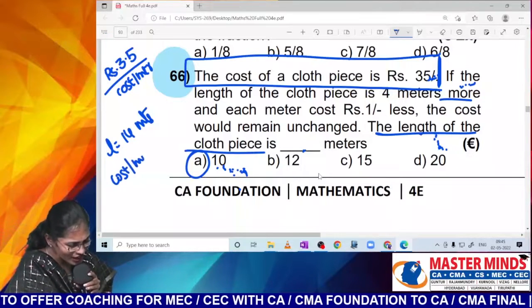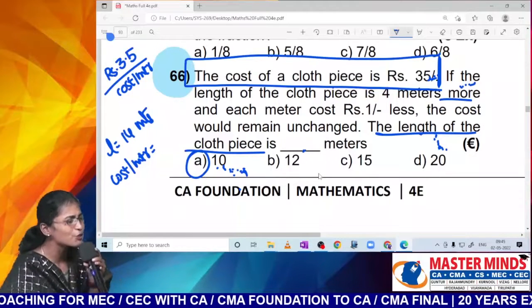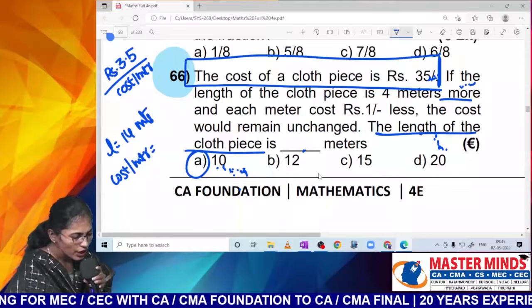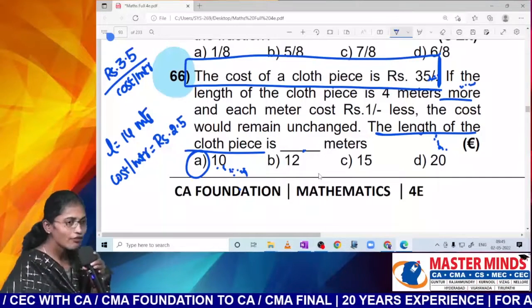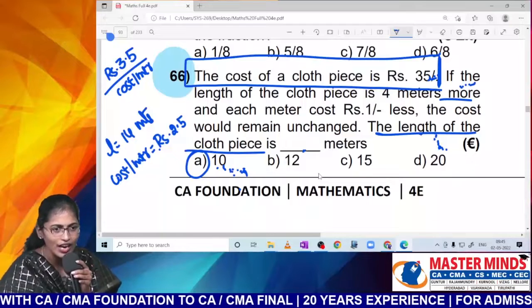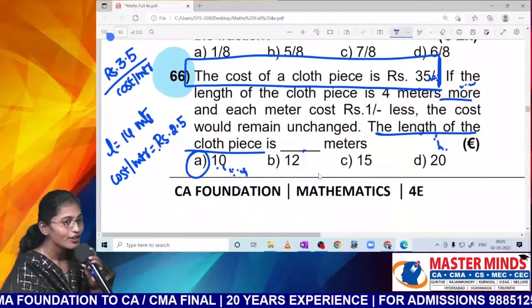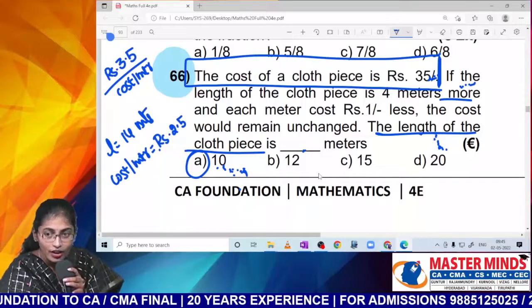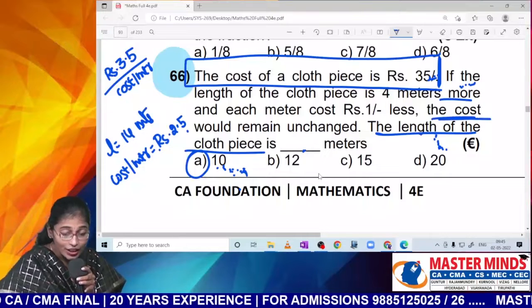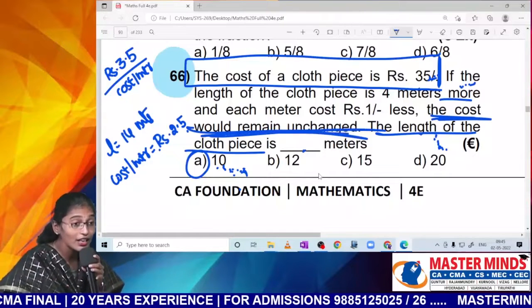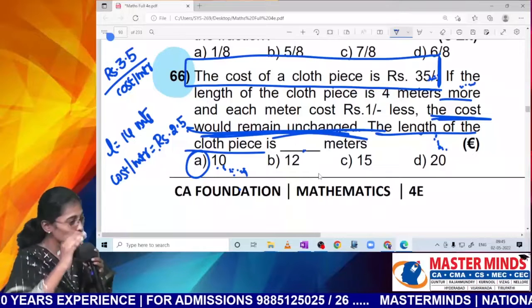Each meter costs? I just wanted to know the cost per meter. Tell me what is the cost per meter? 3.5 or 2.5? Now you have the length and the cost per meter, right? Tell me the total cost. Please calculate the total cost. Sure? 14 into 2.5 will become? The total cost would remain. Have you verified the same or not? That's what you need to do.